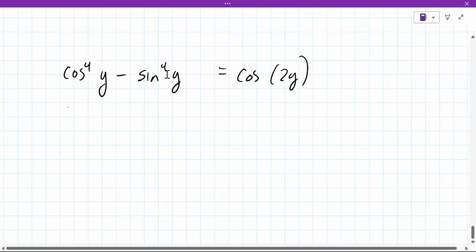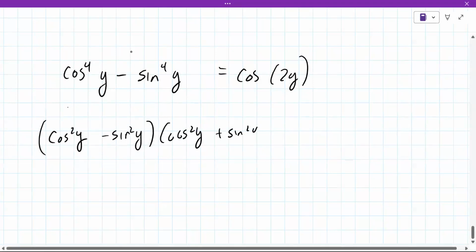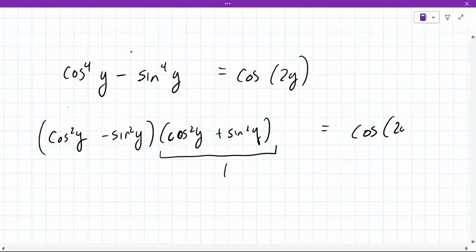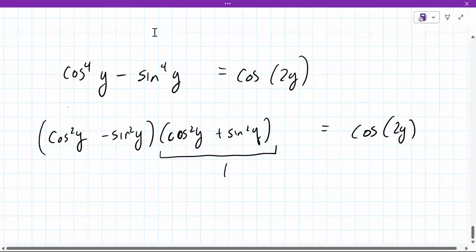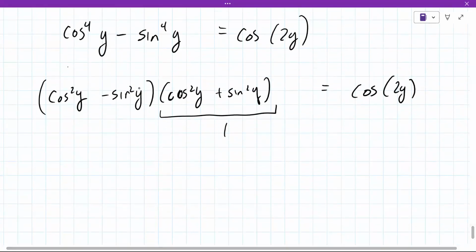Now, on the left here, this is actually a difference of squares. So this becomes cosine squared y minus sine squared y times cosine squared y plus sine squared y. And then the cosine squared y plus sine squared y goes to 1. Good, so we're getting close. They call these power reduction. The same thing we've done on the other one is an identity, right? And it can just be cosine of 2y. It is, if you remember that, which is good.